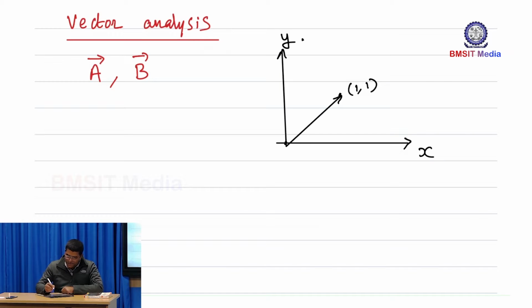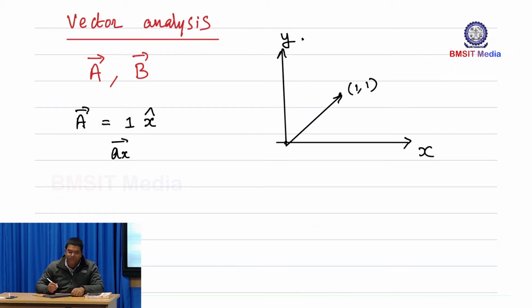let me assume that this point P is 1 and 1 in the Cartesian coordinate system, or the rectangular coordinate system. Then we can say this vector A can be written as 1 in the x direction. For direction, we will be using the notation x cap, or sometimes the notation ax, for the directions. Let us now use the notation x cap here to notate the direction. So one unit in the x direction and another 1 unit in the y direction. So naturally the equation for this vector will be x cap plus y cap.